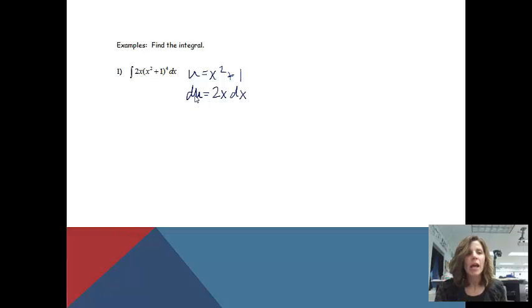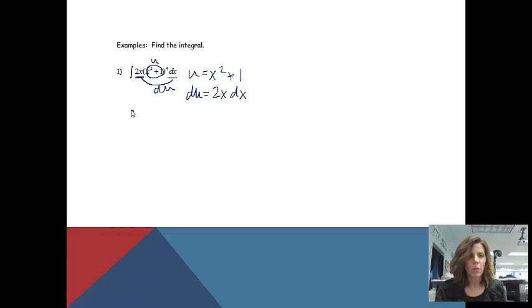Now my goal is to totally replace every single thing in this problem with something that has a u or a du in it. If you'll notice, we just took this x squared plus 1 and we called it u. Now you'll notice that du is equal to 2x dx, and right here I have 2x dx, so I can take the 2x dx out of the problem and replace it with du.